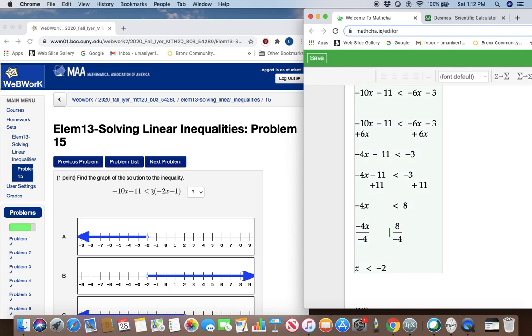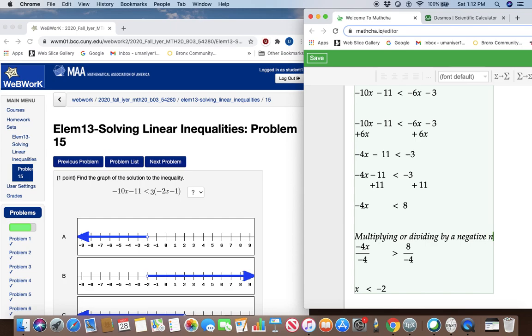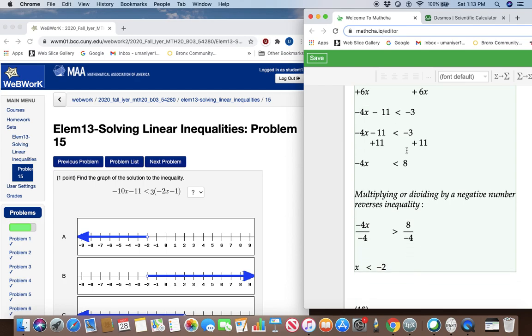Oh, that's a mistake, right? When multiplying or dividing by a negative number reverses inequality, right? So I'm going to divide by negative 4. So notice less than must become greater than. Dividing by negative 4 both sides. So less than becomes greater than.